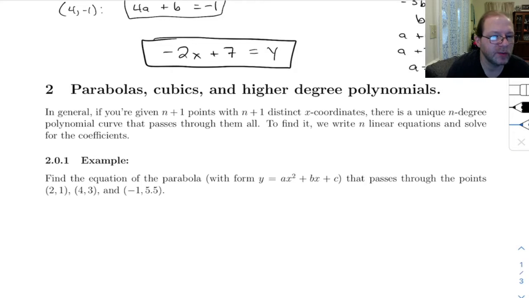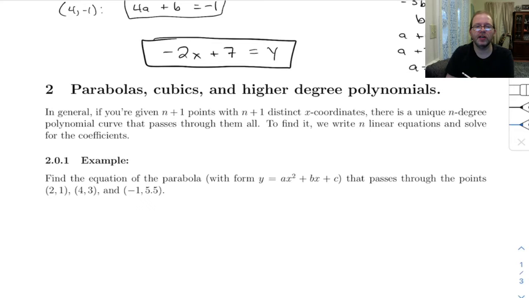In this next subsection, we're going to look at fitting things to parabolas and cubics and other higher degree polynomials. Previously we were given 2 points, and that let us get a line, which is a 1-degree polynomial. In order to get a parabola, we have to have 3 points, and so that's 3 points for a degree 2 polynomial. So in general, if you're given n plus 1 points, and they have to have n plus 1 distinct x coordinates, there's a unique n-degree polynomial curve that passes through all of them.